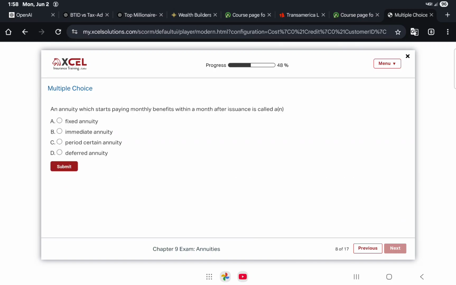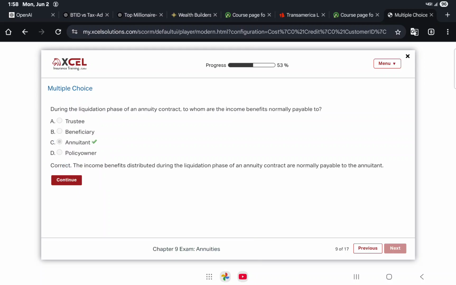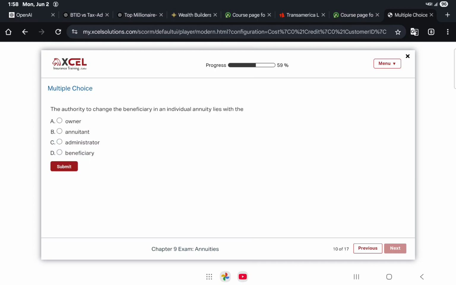An annuity which starts paying monthly benefits within the month after issuance is called an immediate annuity. During the liquidation phase of an annuity contract, to whom are the income benefits normally payable? It's going to be to the annuitant. The authority to change the beneficiary in an individual annuity lies with the owner. The interest credited to the cash values of personally owned non-qualified annuities is considered tax deferred.